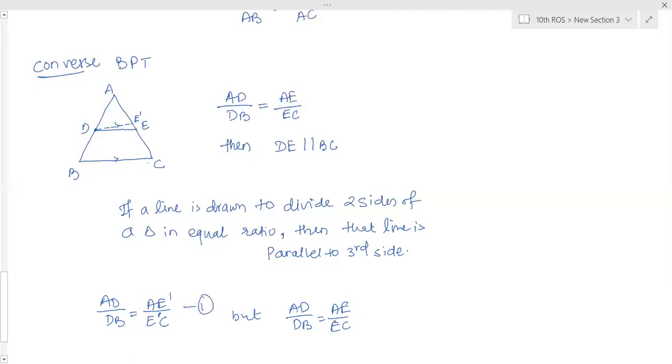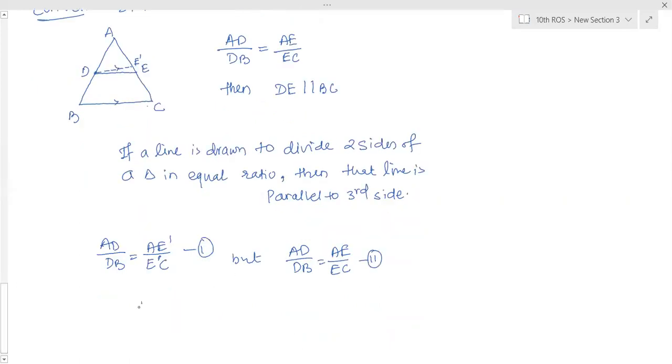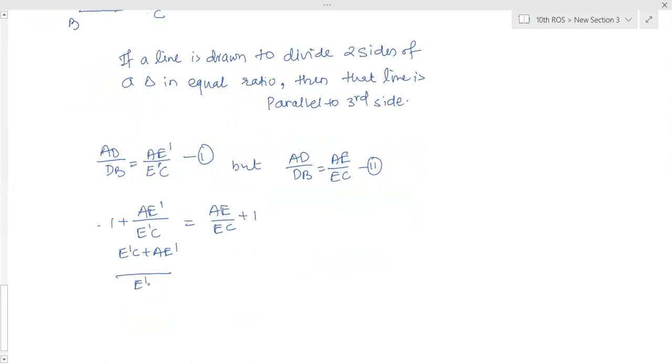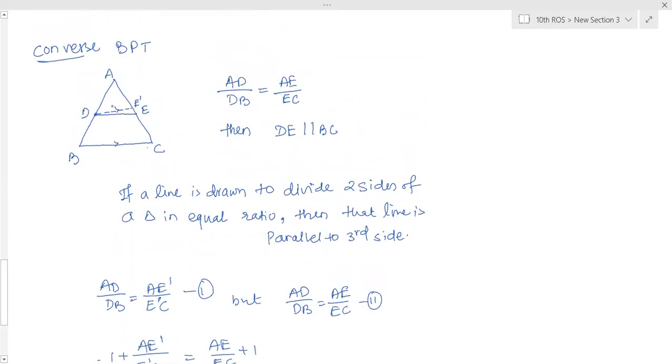So from first and second, what can we say? AE dash by E dash C is equal to AE by EC, because this is also the AD by DB ratio and this is also the AD by DB ratio. So these two ratios should be equal to each other. Now add 1 to both sides. We will get (E dash C plus AE dash) by E dash C is equal to (AE plus EC) by EC.